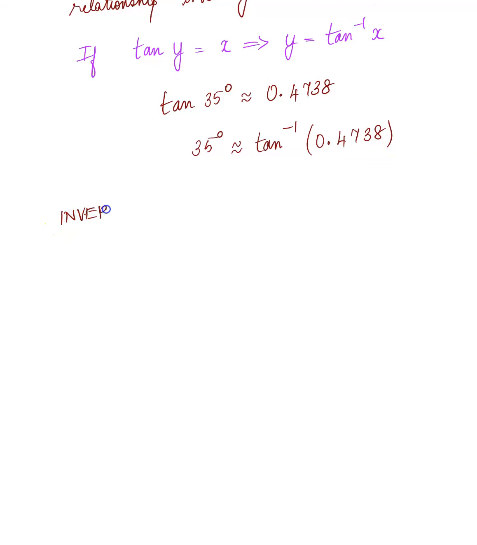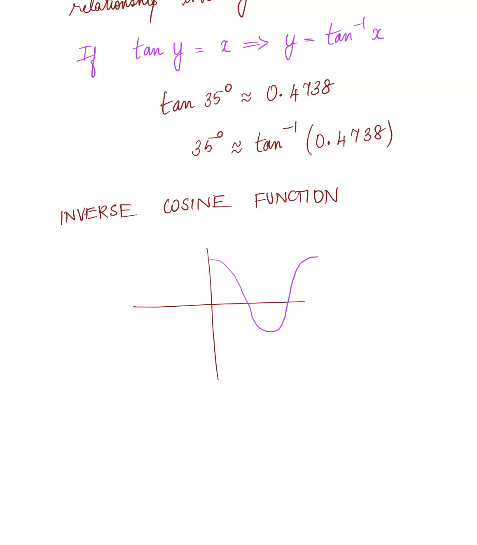Now let's talk about the inverse cosine function. If you recall, the cosine function would be like a V. And if you perform the horizontal line test, you realize it's not a one-to-one function. In other words, this function does not have an inverse. So you have to restrict the domain here too. And if you want to restrict the domain, you want to make sure that the horizontal line test still passes.